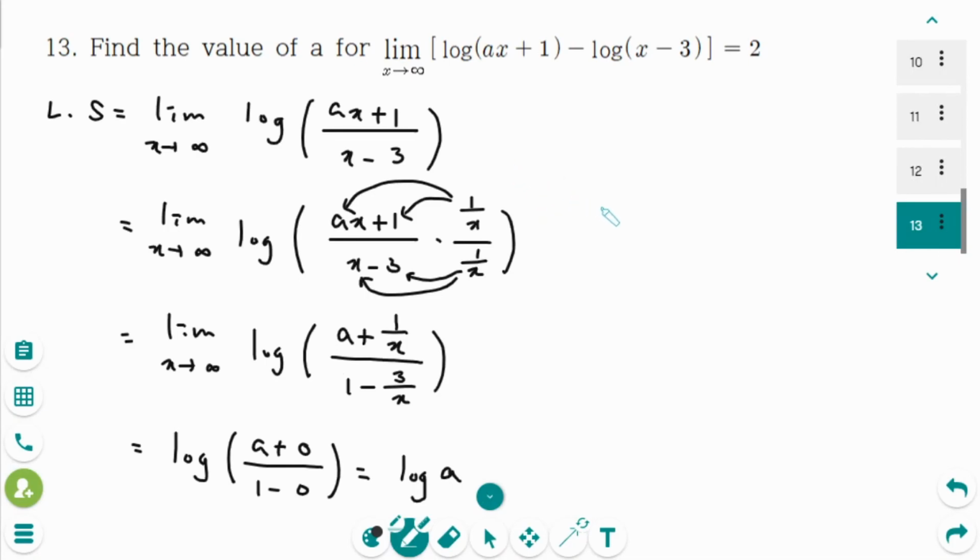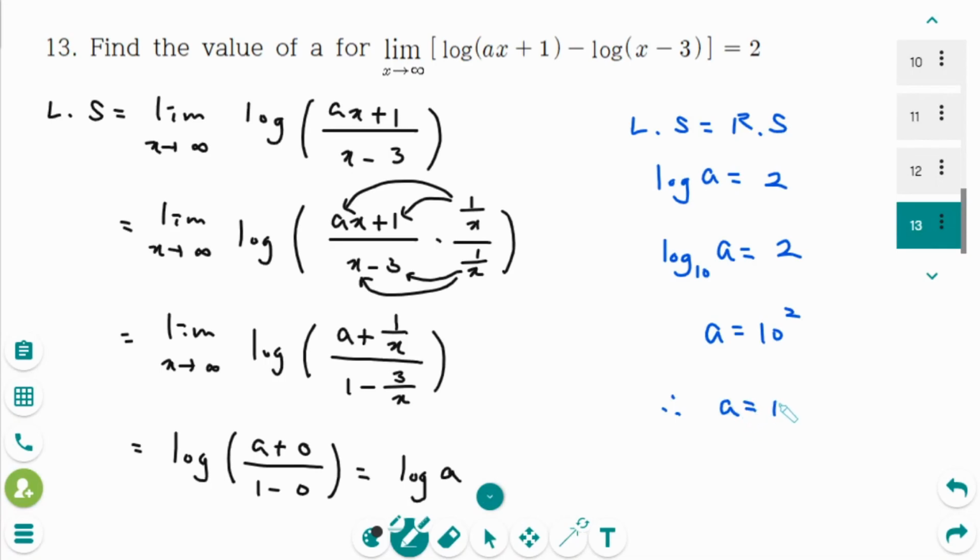The left side must equal the right side, so like this. So log of a equals 2, but there is nothing in the base. That means 10 is here. So this means log base 10 of a equals 2, and then change into exponential form. So a is 10 squared. Therefore, a is 100. That is the answer.